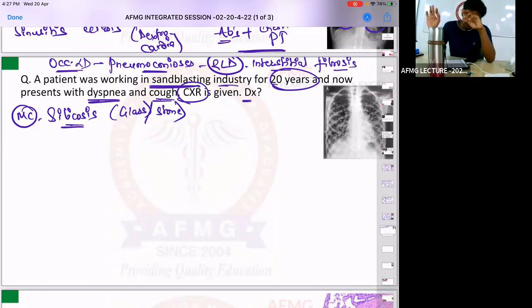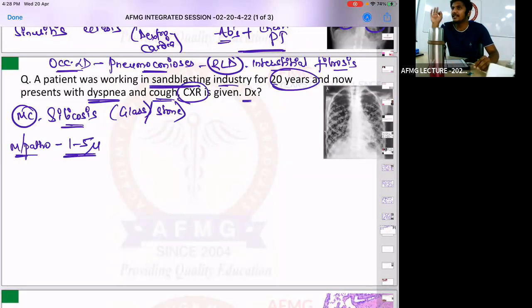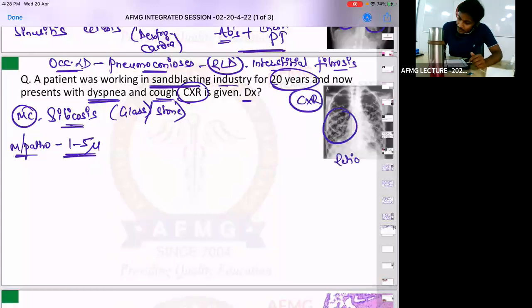ठीक है. What is the most pathogenic size of fibers? The most pathogenic size of fibers is 1 to 5 micron. ठीक है. Here definitely the patient is working in a sandblasting industry for 20 years, and now presents with dyspnea and cough. The lung will definitely show interstitial fibrosis on biopsy. And if I check the chest X-ray, I will get these small reticulonodular opacities. Which type of opacities?